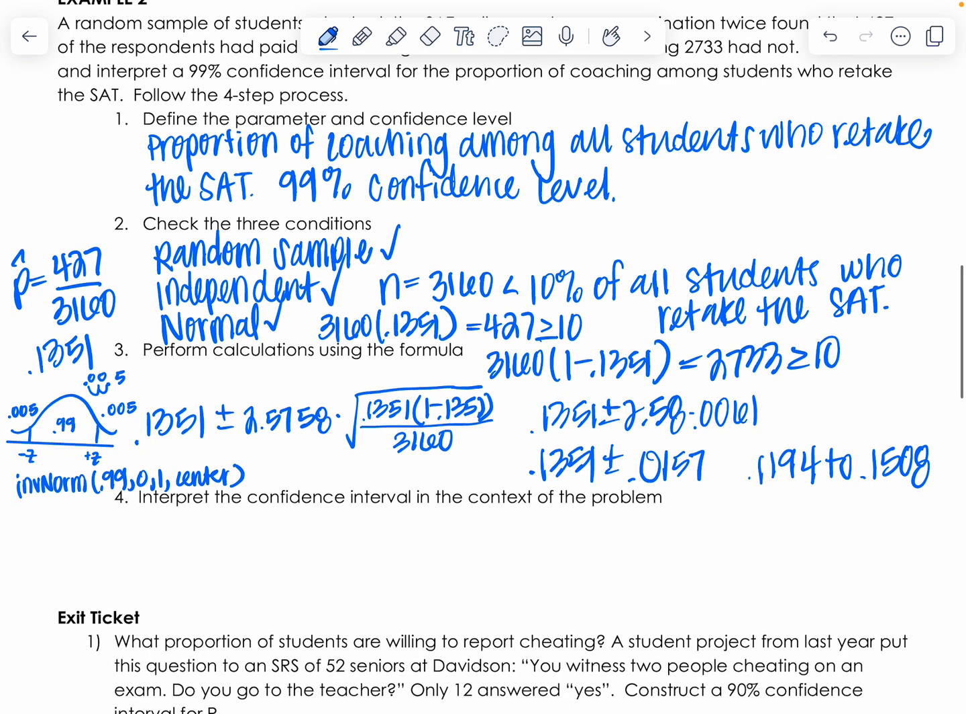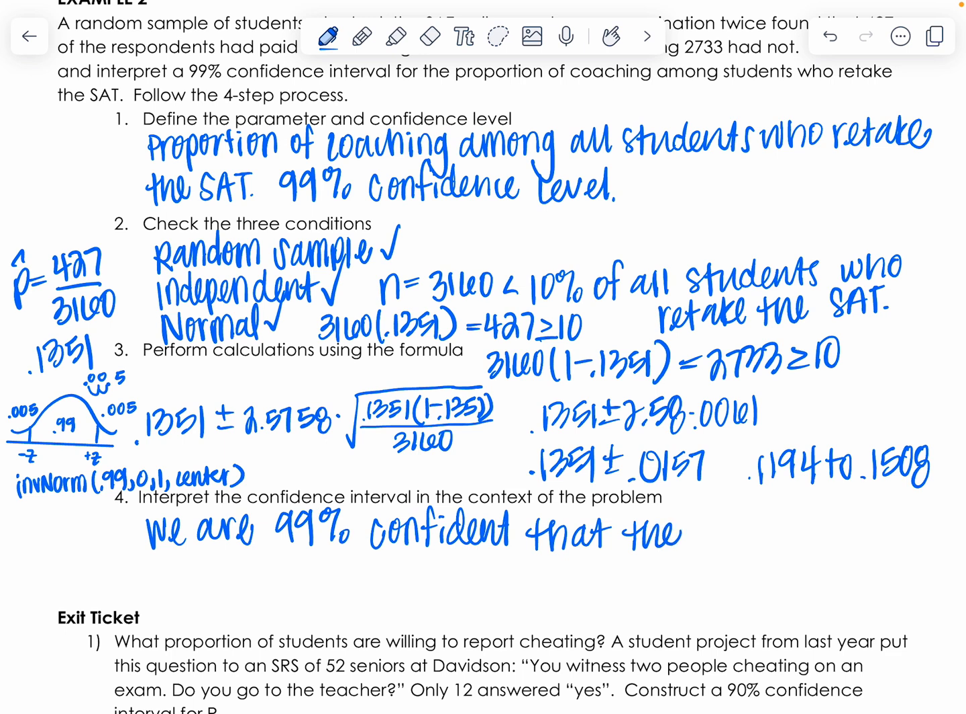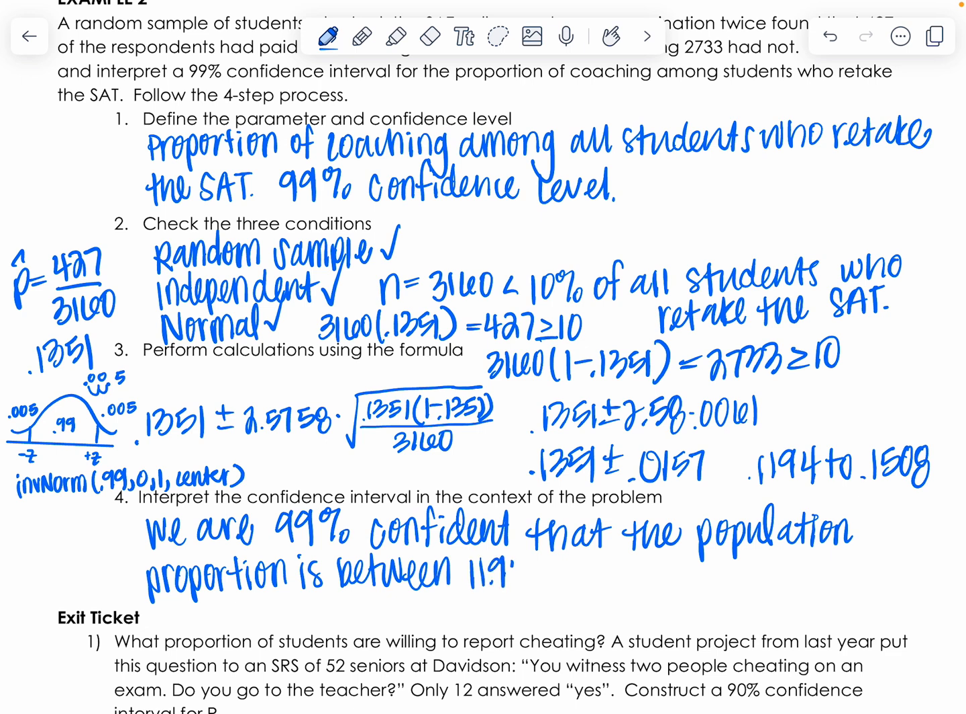All right, so now we interpret, and we say we are 99% confident that the population proportion is between 11.94% and 15.08%.